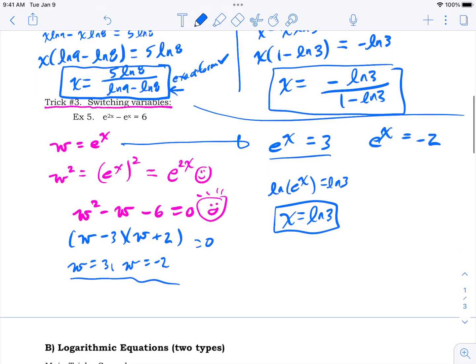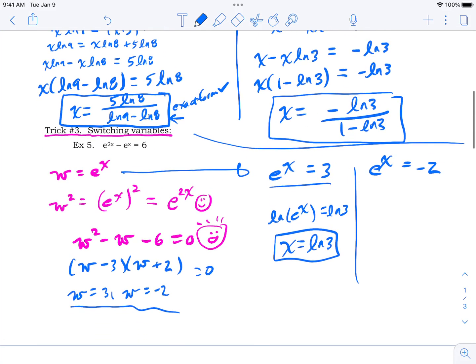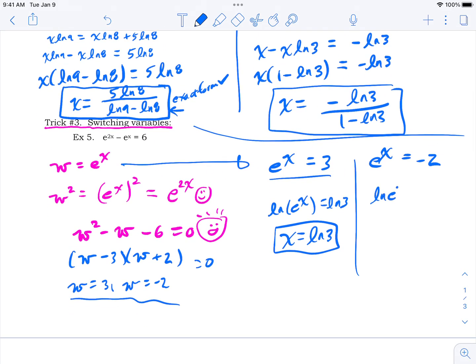Cool. What's the other solution over here? Well, if I take the log of both sides, I'm going to run into a problem real quick. You can't take the log of a negative number, remember? When you graph the things, the graph is over here, right? There's nothing over here when x is negative. Just like you can't plug a negative into a square root, you can't plug a negative into a logarithm either. So we don't get any extra solutions from there. This equation just has the one solution, x equals the natural log of 3.